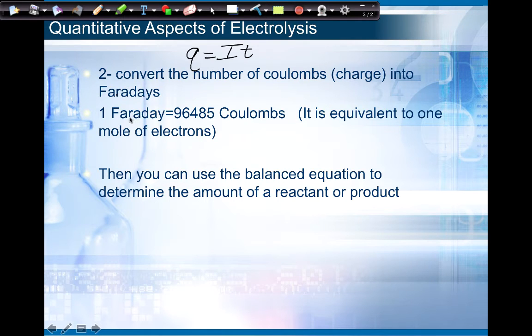So if I know how many Faradays I have, I know how many moles of electrons, and then I can go to anything in the reaction. Because remember, if I have a half reaction written like this, if I can figure out how many moles of electrons have been transferred, I can figure out how many moles of Fe2+ I started with, or I'm going to end up with Fe3+. I can figure out anything in that reaction if I know how many moles of electrons have been transferred. All right, so let's look at an example of what you might see.